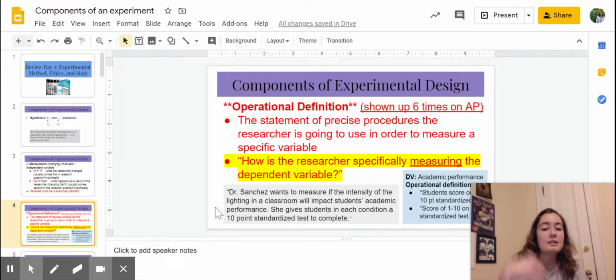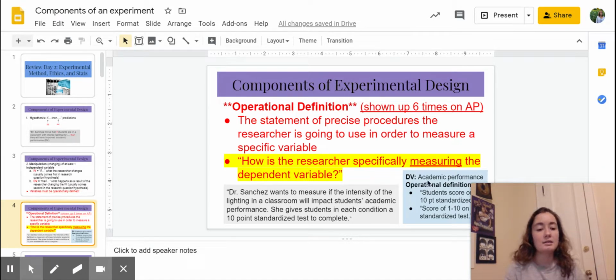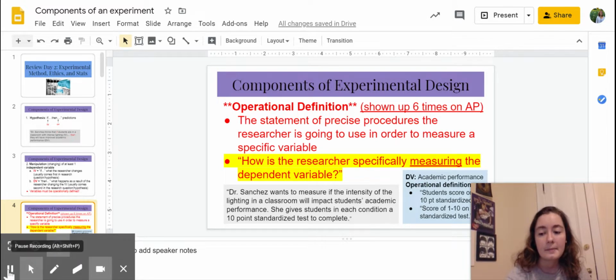So, again, the dependent variable of academic performance, how is that measured? Is it with an ACT? Is it with their GPA? Like, what are you doing? You need to be specific so someone can replicate it if someone else in Ohio wants to do that. So the operational definition could be anything like student score on a 10-point standardized test, or score of 1 to 10 on a standardized test. So be specific in that, right?